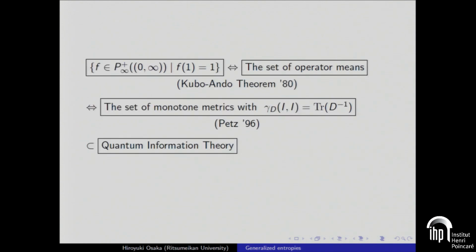This is the picture which I have in mind. Here is the Kubo-Ando correspondence theorem, and Petz also shows a correspondence between the set of operator means and the set of monotone metrics. Monotone metrics are related to density matrices and applied to the geometry of density matrices, that is, quantum information geometry. That's why this is contained in quantum information theory. This time I don't explain this monotone metric; I just present applications of operator mean to quantum information theory.